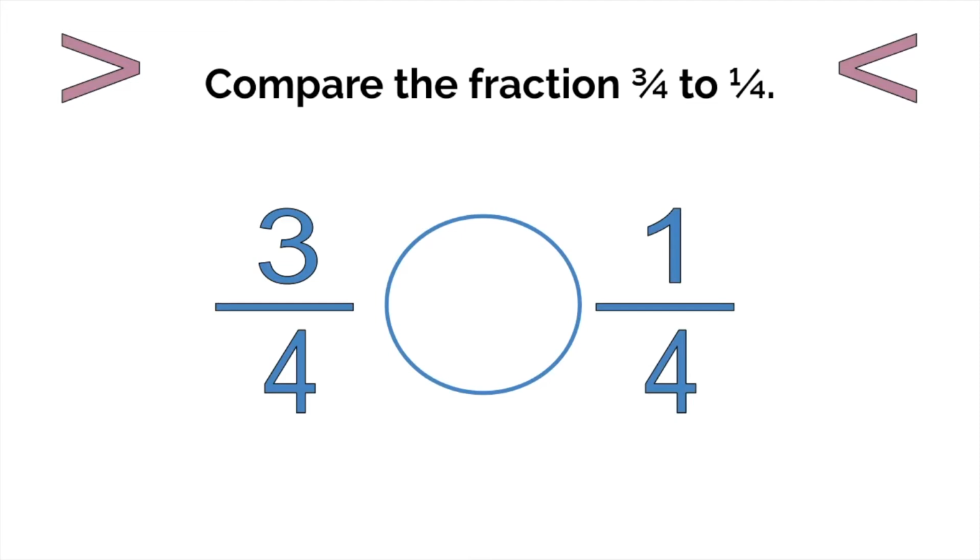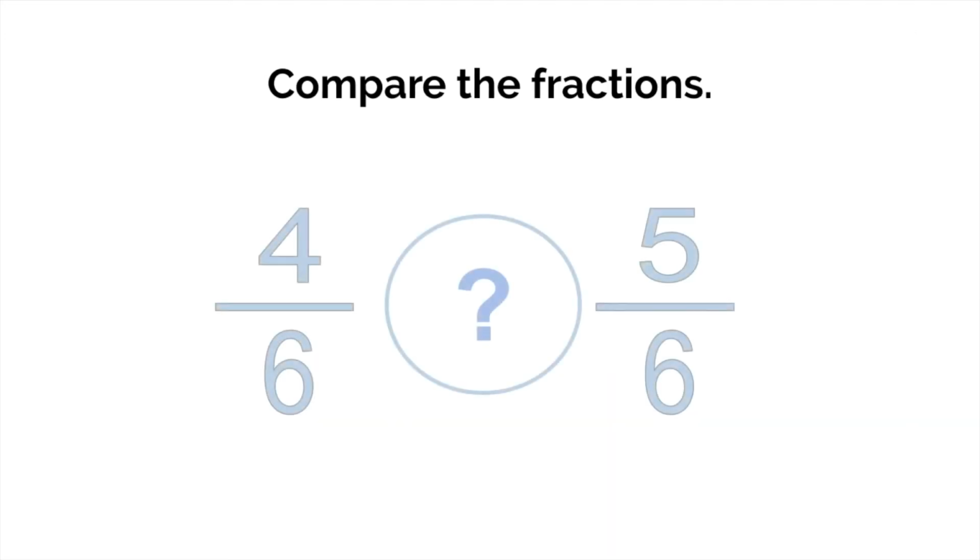Now, when we're using the symbols, we want to make sure that the 2 dots are pointing towards 3/4 because this is the larger fraction. And then the 1 dot is pointing over here because it's a smaller fraction. And so we can see that 3/4 is greater than 1/4. That's the symbol we would use. Let's compare some more fractions.